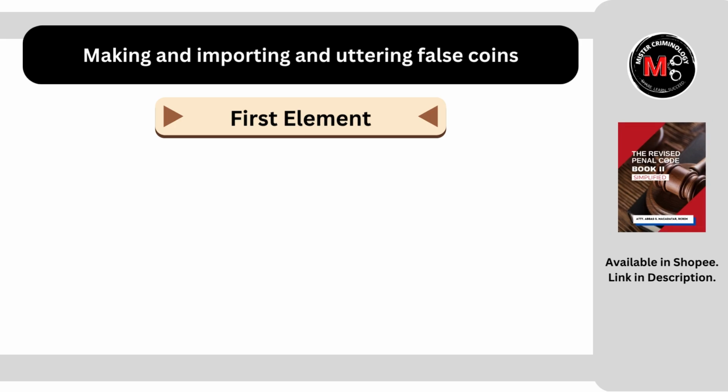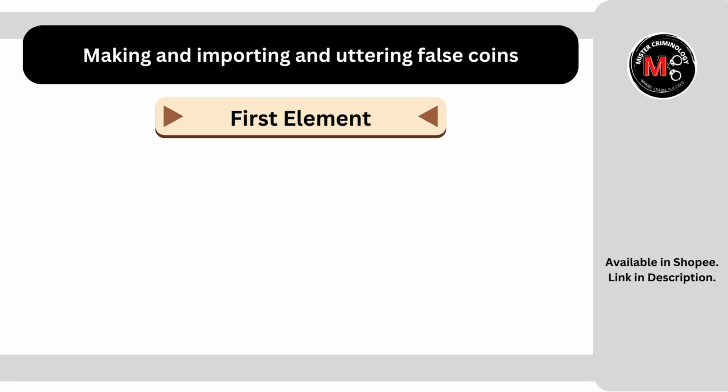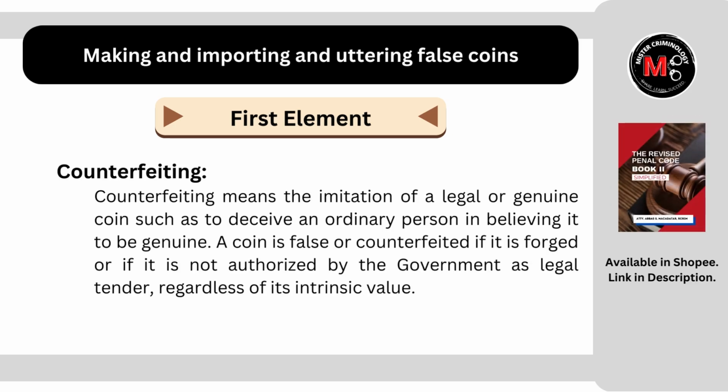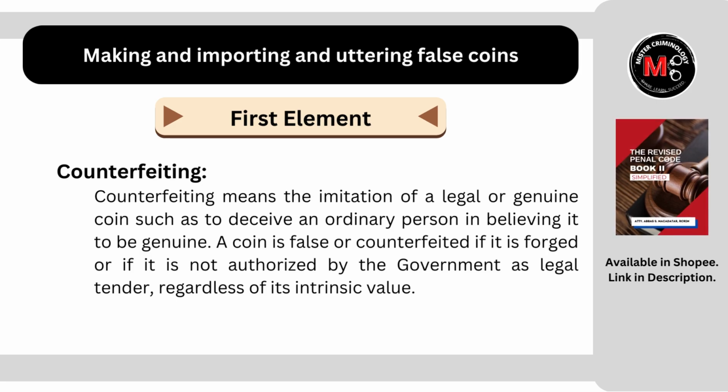First element, that there be false or counterfeited coins. What do we mean by counterfeiting? Counterfeiting means the imitation of a legal or genuine coin such as to deceive an ordinary person in believing it to be genuine. A coin is false or counterfeited if it is forged or if it is not authorized by the government as legal tender, regardless of its intrinsic value.